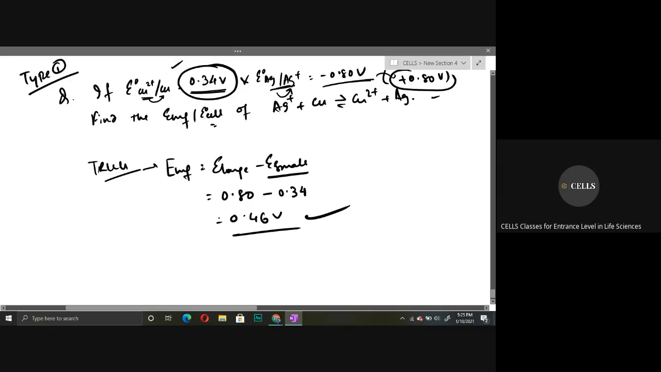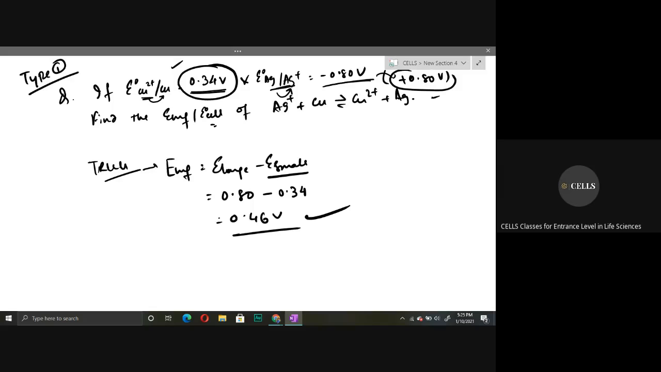Done. You don't need to do anything else, because there are many other books that will say: make this the cathode, make this the anode, then first find cathode minus anode. Don't do this. Any oxidation potential, convert it to reduction, and then just subtract the smaller one from the larger one. Okay, good. This is a type 1 problem.